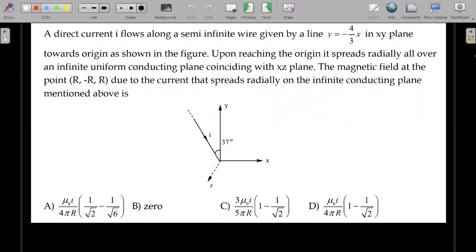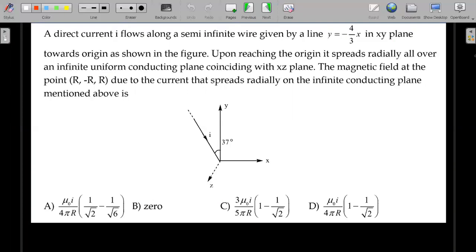Here it is. There's a direct current I which flows along a semi-infinite wire given by the line that you can see in the diagram. That line is in the XY plane, making an angle of 37 degrees with the Y-axis, and towards the origin. Upon reaching the origin, it spreads radially all over an infinite uniform conducting plane coinciding with the XY plane. Same as the Irodov question. The magnetic field at point (R, -R, +R) due to the current that spreads radially on the infinite conducting plane mentioned above is. That's what he's trying to ask you.